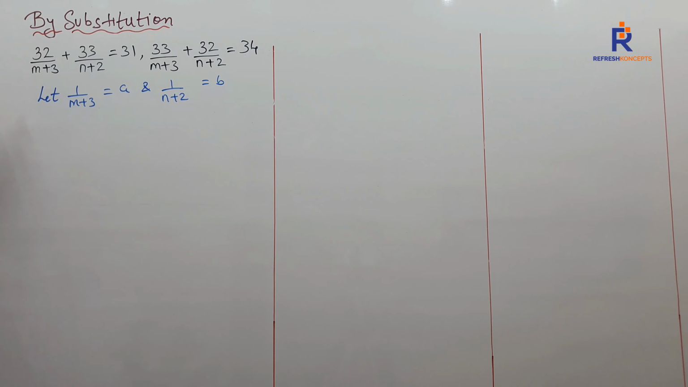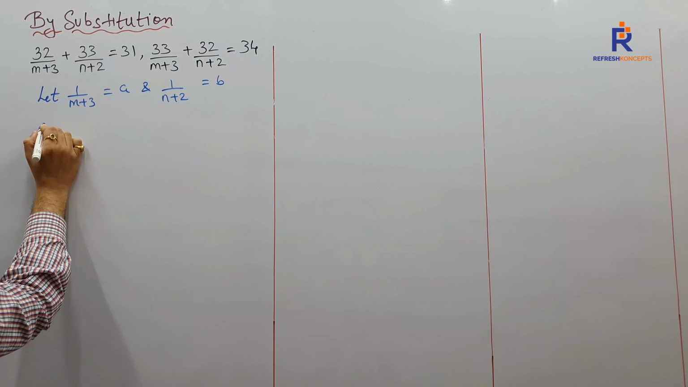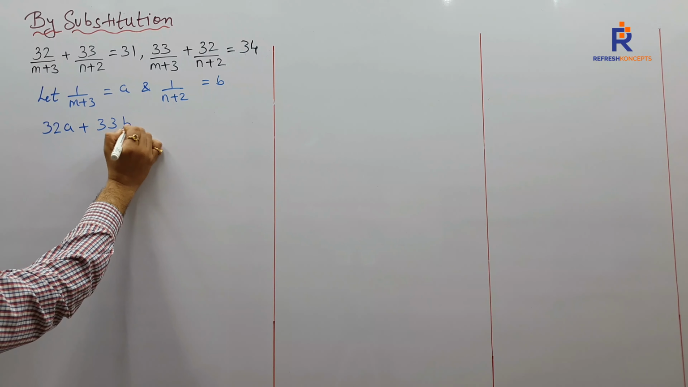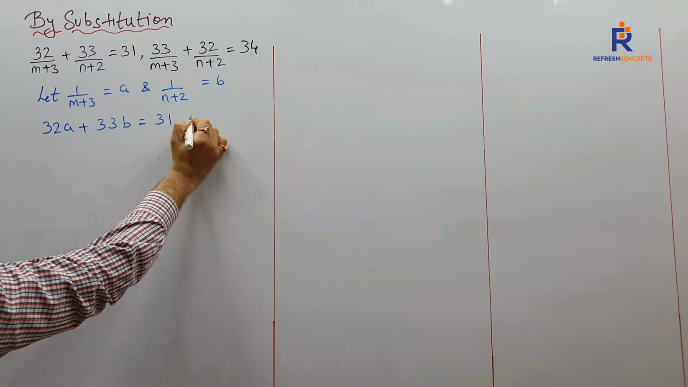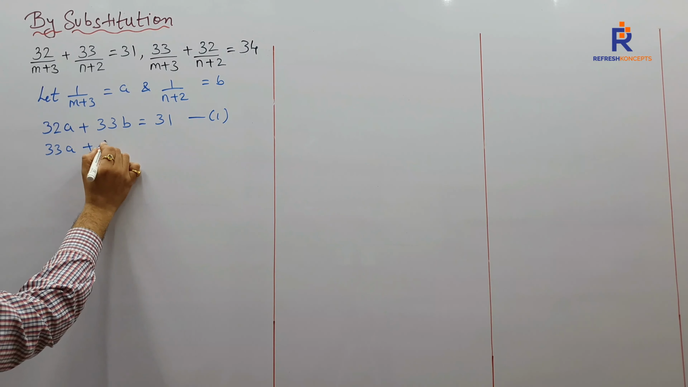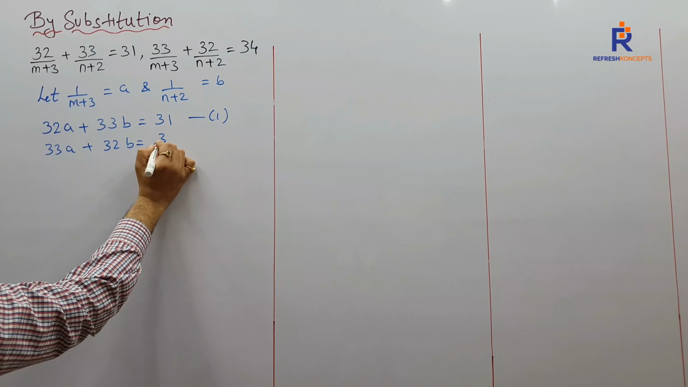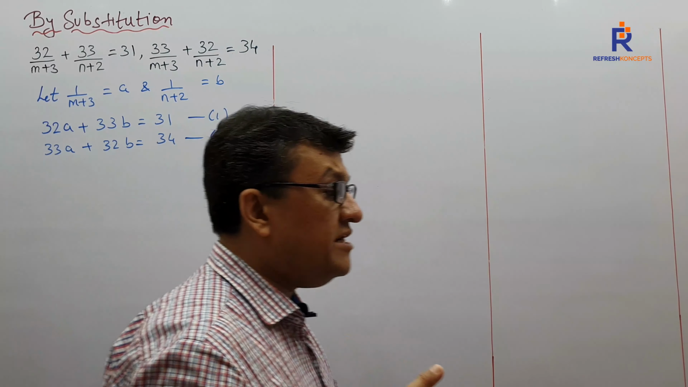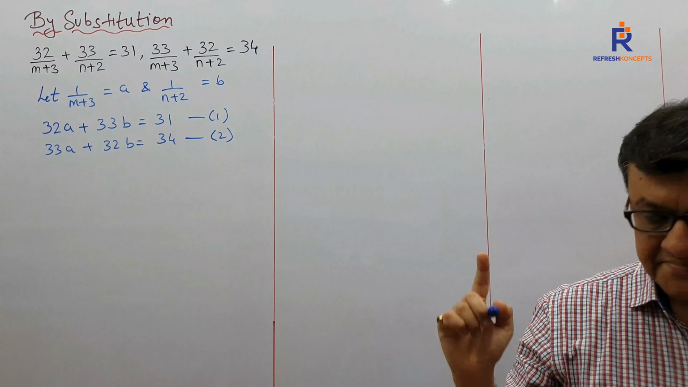So I will not make you understand again, everything is what you know. So what is our sum? It changes to 32a plus 33b is equal to 31, equation number 1. And 33a plus 32b is equal to 34, equation number 2. Once again, you might say this is an add, subtract, add sum.